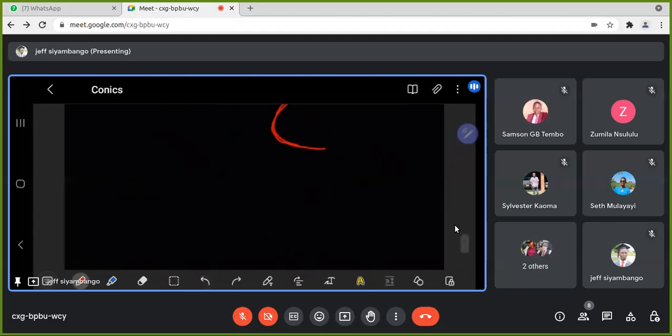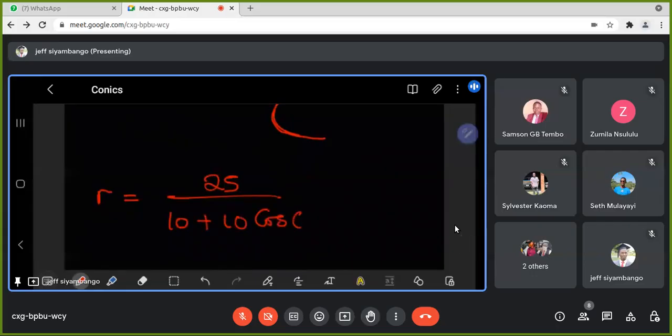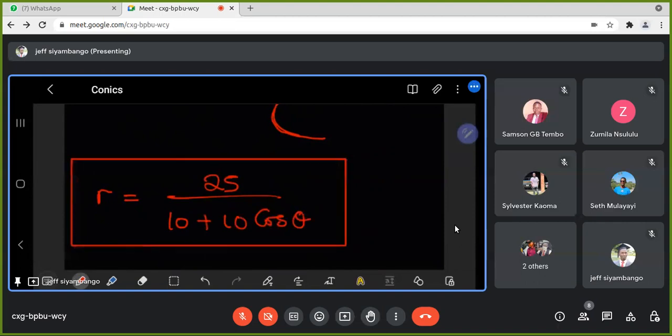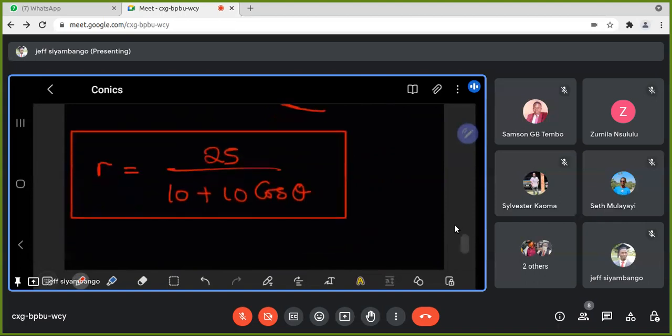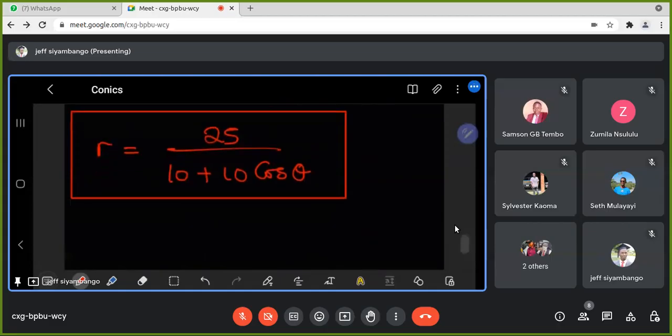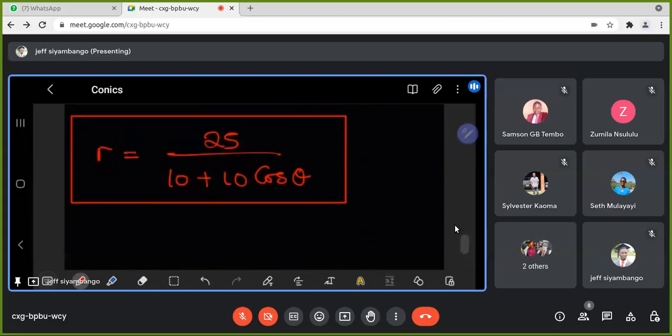Okay, look at this one. R equals 25 over 10 plus 10 cos theta. I think I saw this in a test paper. I think it was this exact question, if I'm not mistaken. So the concept here is, if you compare this, the question of course is to find the directrix for the parabola. So here they're saying this is the parabola that you're dealing with.